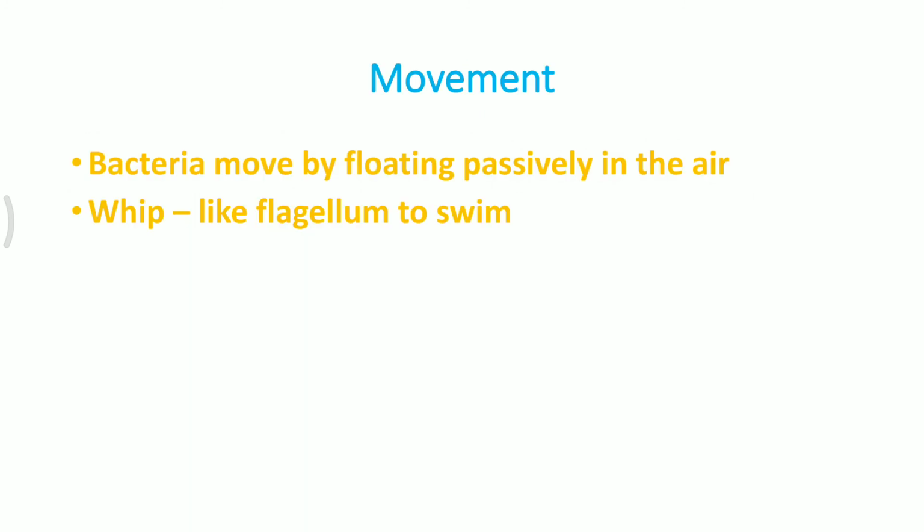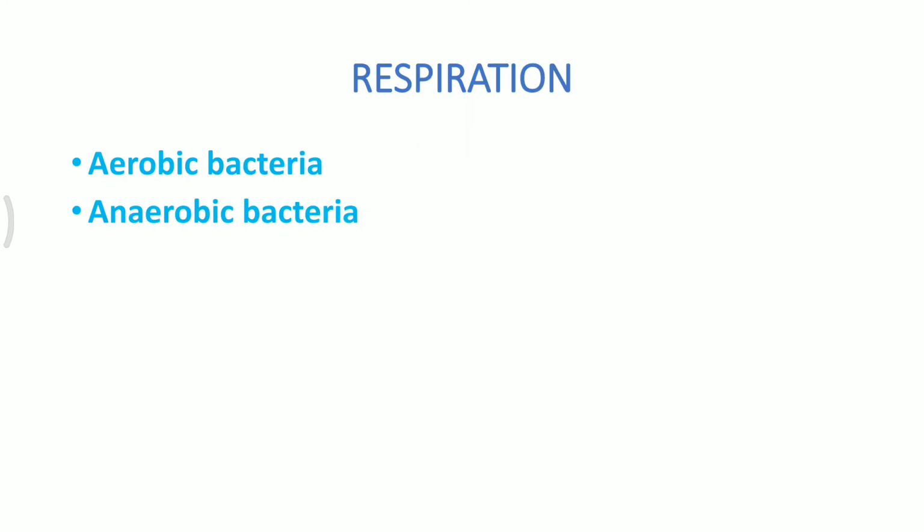Next is about the movement. As you have seen, bacteria have the presence of flagellum. With the help of flagellum, they can swim, with a whip-like movement, like you can think of a fan moving left and right, and that kind of movement is seen by the flagellum for movement in water. Whereas some of the bacteria can just float in the air with the help of dust particles.